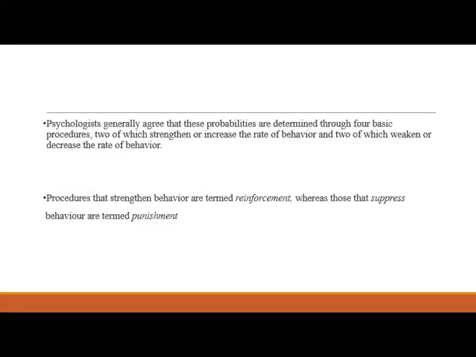Psychologists generally agree that these probabilities are determined through 4 basic procedures, 2 of which strengthen or increase the rate of behavior, and 2 of which weaken or decrease the rate of behavior. Procedures that strengthen behavior are termed reinforcement, whereas those that suppress behavior are termed punishment.